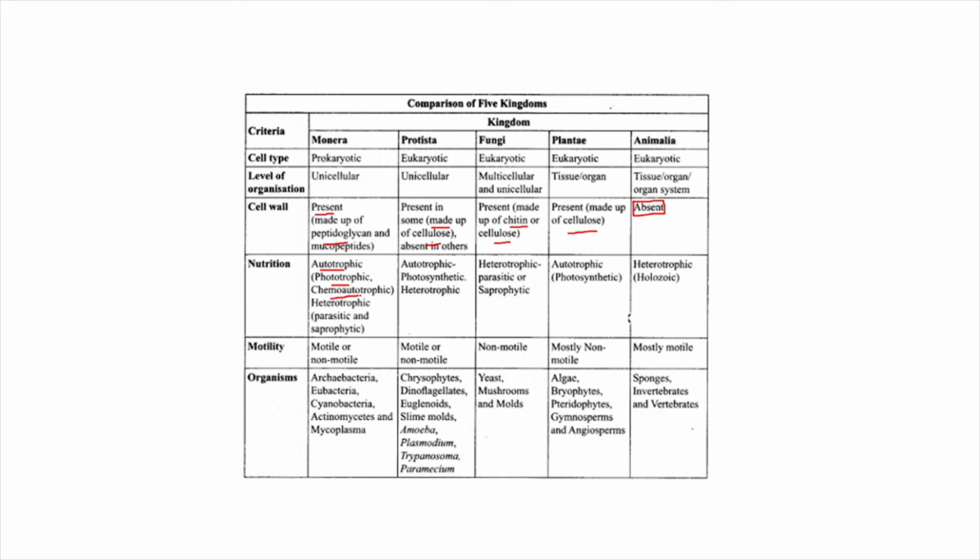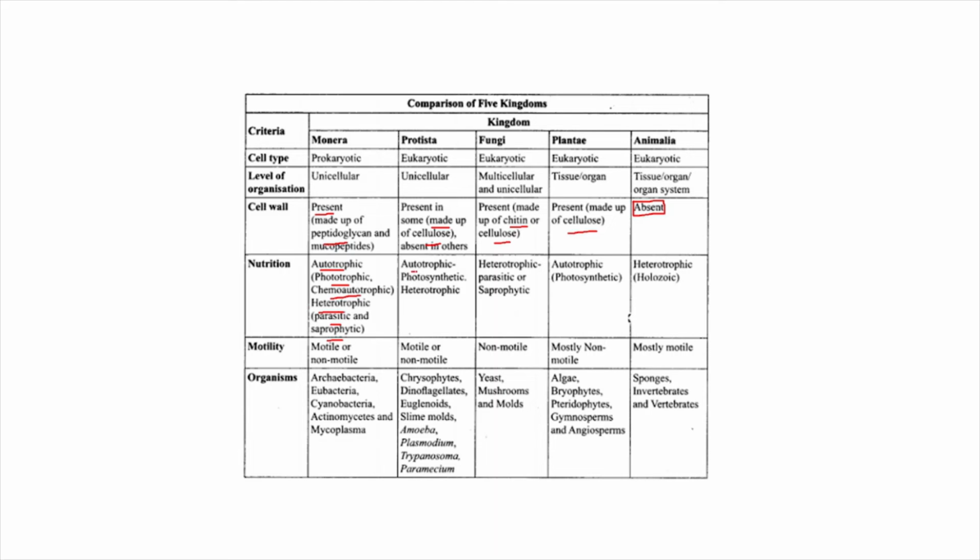chemotrophic, right? Or they have heterotrophic, which are of two types, parasite and saprophyte. So autotrophic means those who can prepare their own food. So autotrophs are of two types, either phototrophs or chemoautotrophs. Phototrophs means like majorly the plants who can prepare their own food through photosynthesis, or chemoautotrophs means who can prepare their own food through chemical synthesis. And heterotrophs are of two types, parasites and saprophytes. Heterotrophs means they cannot synthesize their own food and they depend on other organisms for their food.